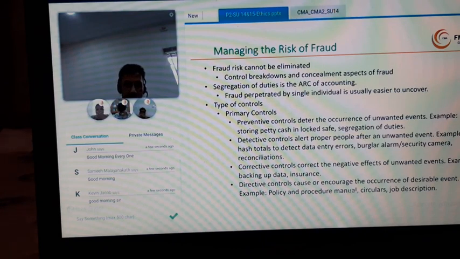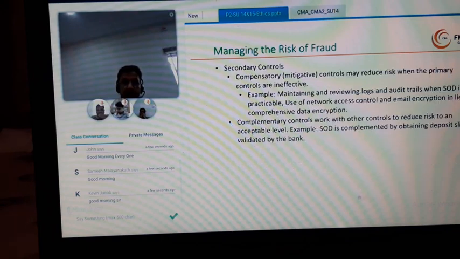Primary controls are classified into preventive controls. Preventive controls deter the occurrence of unwanted events. Example, storing petty cash in locked safes, segregation of duties, we have covered that. Detective controls alert proper people after an unwanted event. Example, hash totals, static data entry errors, burglar alarms, security cameras, reconciliations, they are detective controls. Corrective controls correct the negative effects of unwanted events, backing up data, insurance, I told you. Directive controls cause or encourage the occurrence of desirable events, policy and procedure manuals, circulars, job descriptions, these are examples.